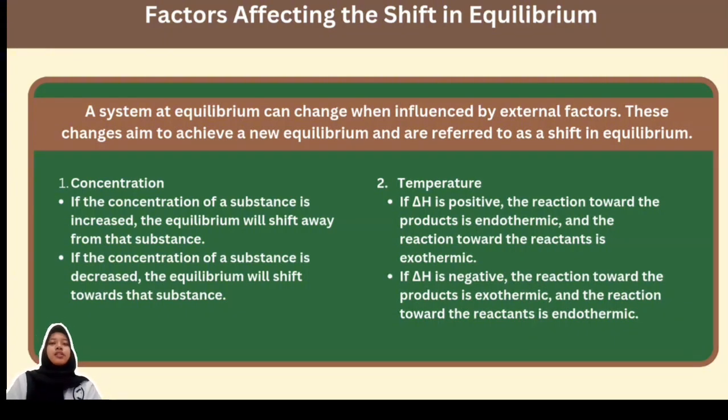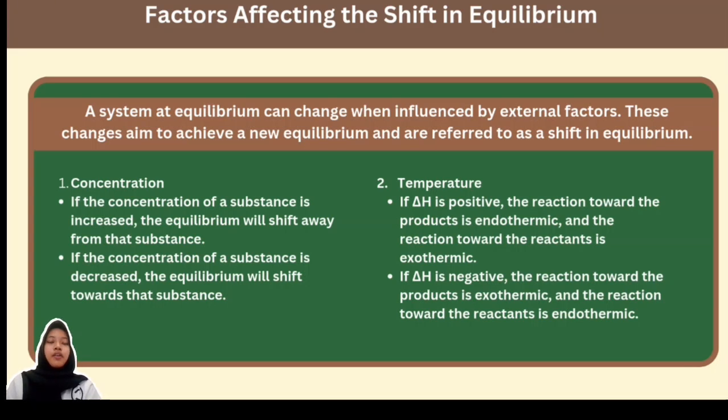The first factor is the concentration. If the concentration of a substance is increased, the equilibrium will shift away from the substance. And if the concentration of a substance is decreased, the equilibrium will shift toward that substance.